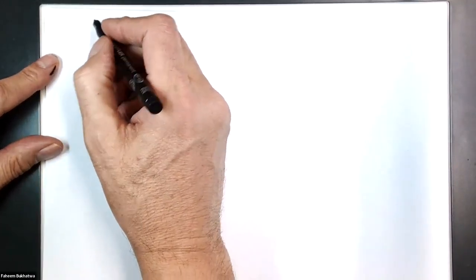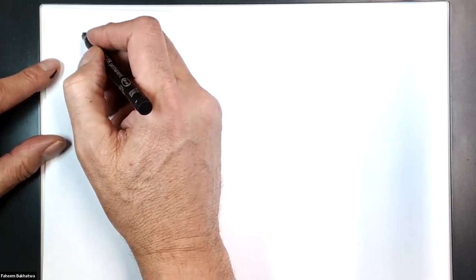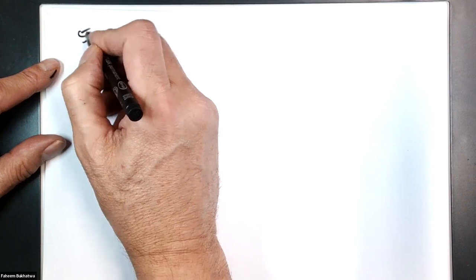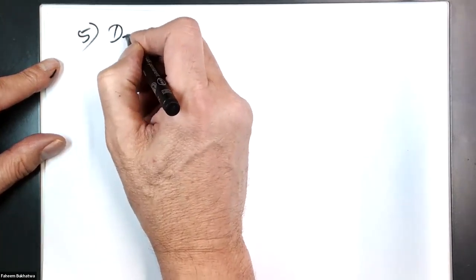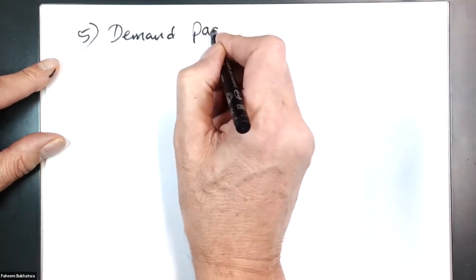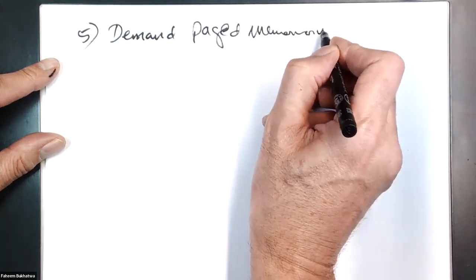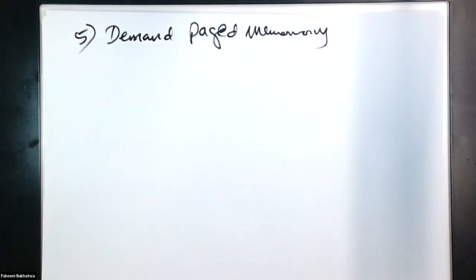So they came up with a newer system. Which number is this? 5. So we go for number 5. It's called Demand Paged Memory Management Systems. What does demand paged mean? That means we only give you pages upon demand. If you need pages, we give you. Otherwise, we don't give you all the pages at the beginning.